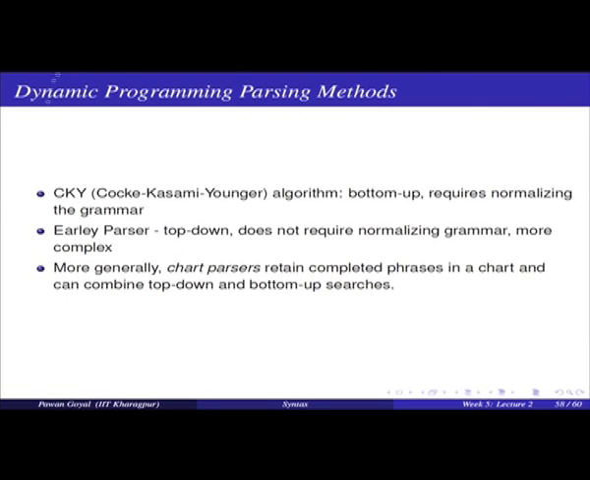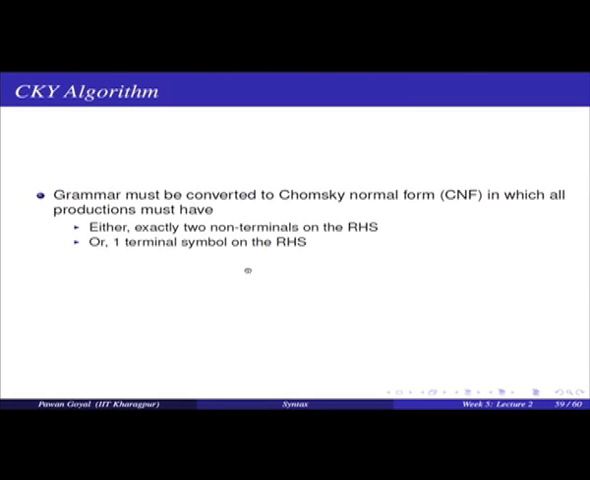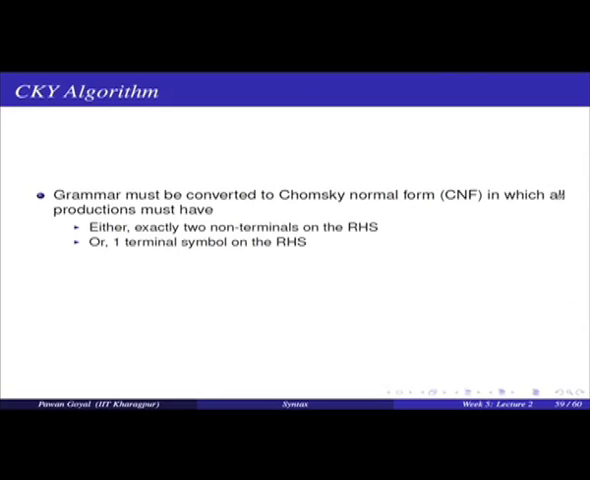We will only focus on the CKY algorithm, and how we use it for finding a parse in efficient polynomial time. How does this CKY algorithm work? Before that, we have seen that this requires normalization of the grammar. To apply the CKY algorithm, my grammar must be converted to a normal form called Chomsky normal form. And what is the constraint in Chomsky normal form? The constraint is that all the productions of my grammar should have one of these 2 forms: either exactly 2 non-terminals on the right hand side, or 1 terminal symbol on the right hand side.